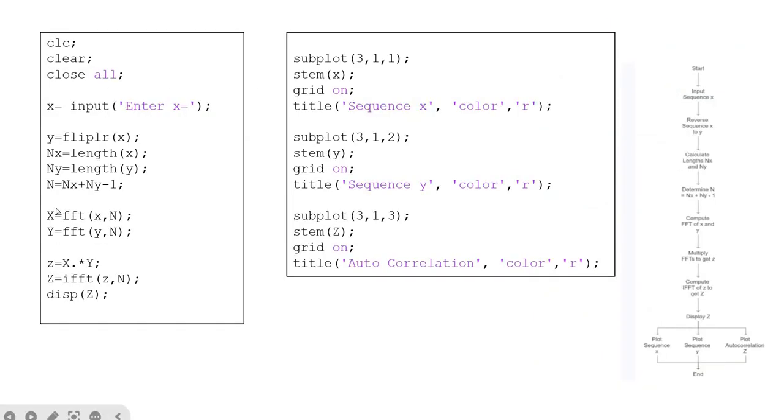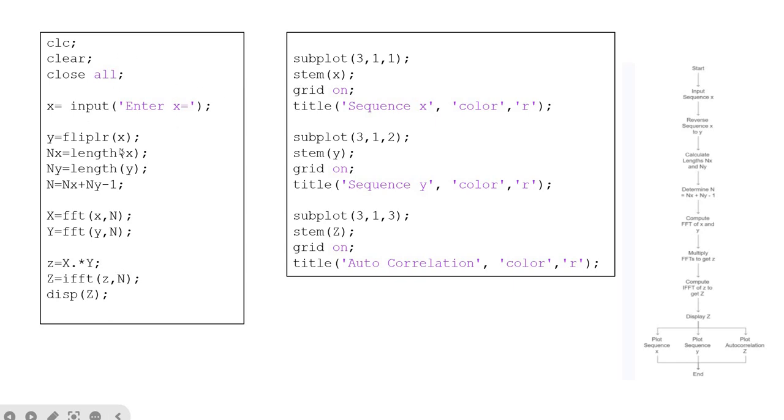So here this is the program. I have divided this into two parts. So here CLC, clear, close all, these are commonly used for all the programs. It will be better if you use all three in your program. CLC will clear the command window. Clear will clear all the workspace variables, and close all will close all the figure windows.